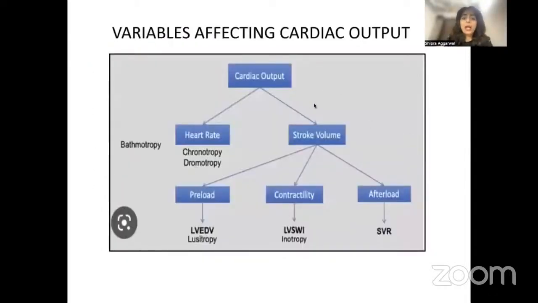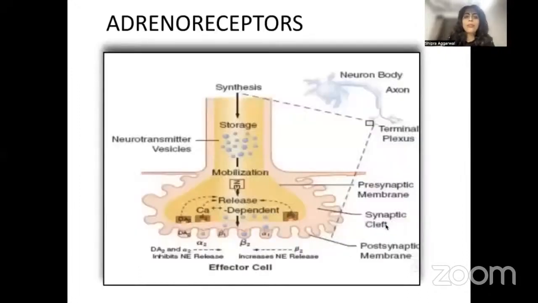As you can see, cardiac output is a product of heart rate and stroke volume. So when there is increase in heart rate, it could be either by chronotropy or dromotropy. Now, in the stroke volume, if there is left ventricular end diastolic volume relaxation, this is lusitropy. Inotropy is increase in the stroke volume, and afterload is increased by increase in the systemic vascular resistance.